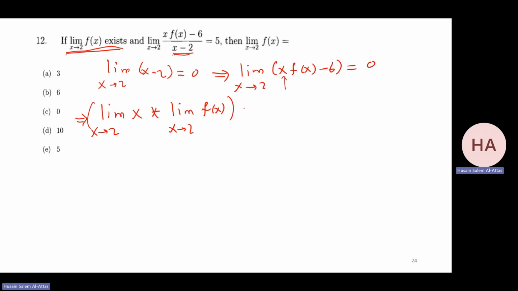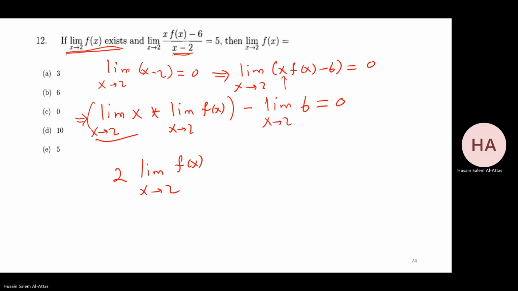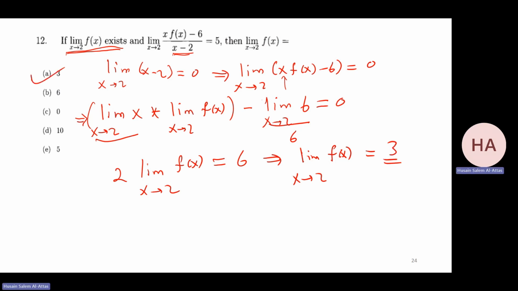minus the limit of 6 as x goes to 2, which is minus 6, is equal to 0, or you can do it in steps. We say minus the limit as x goes to 2 of the value 6 is equal to 0. This is 2, so I have 2 times the limit of f of x as x goes to 2 is equal to 6. Take it to the other side, it's equal to 6. So it means the limit of f of x as x goes to 2 will be equal to 3. And that's my answer.